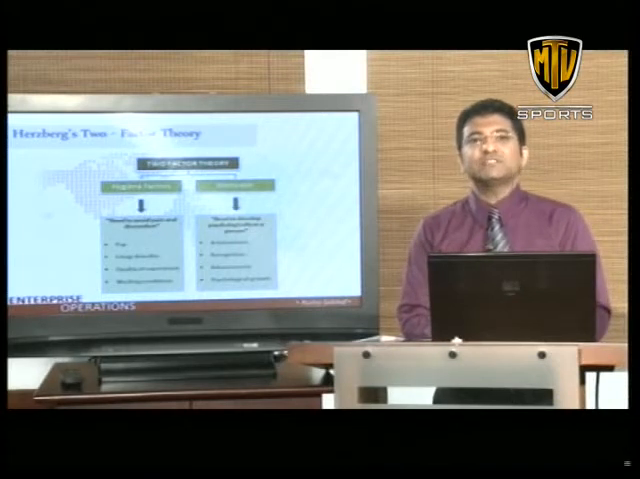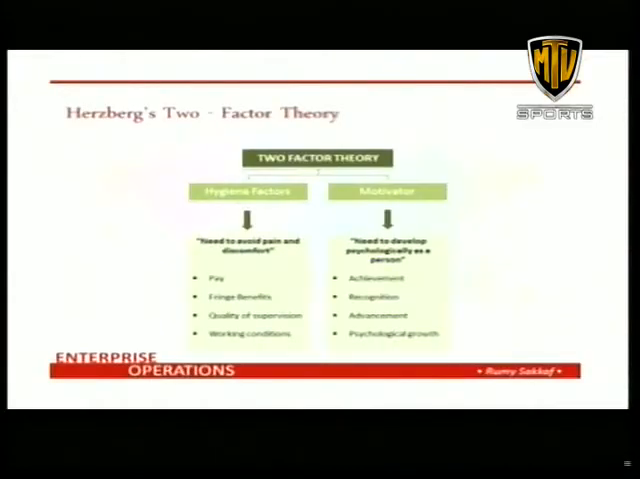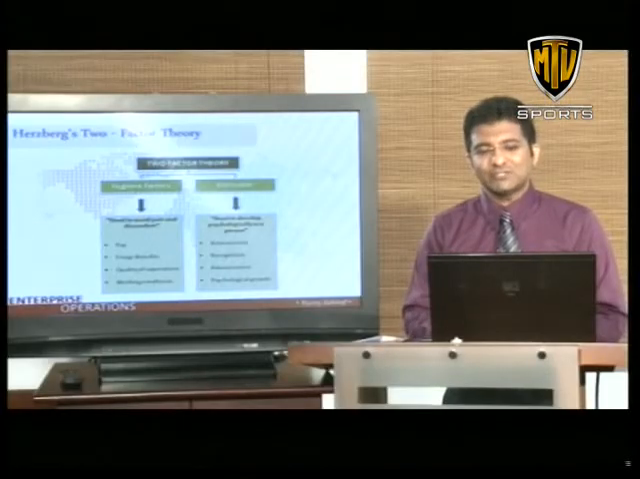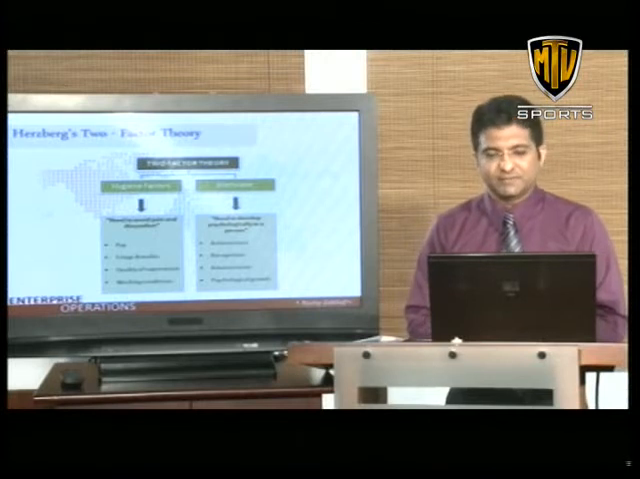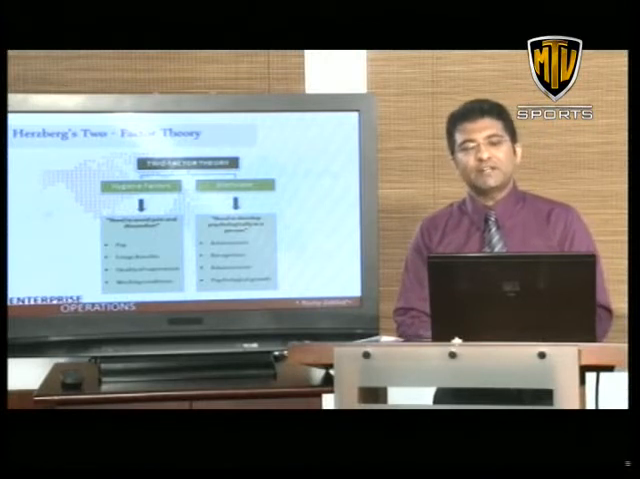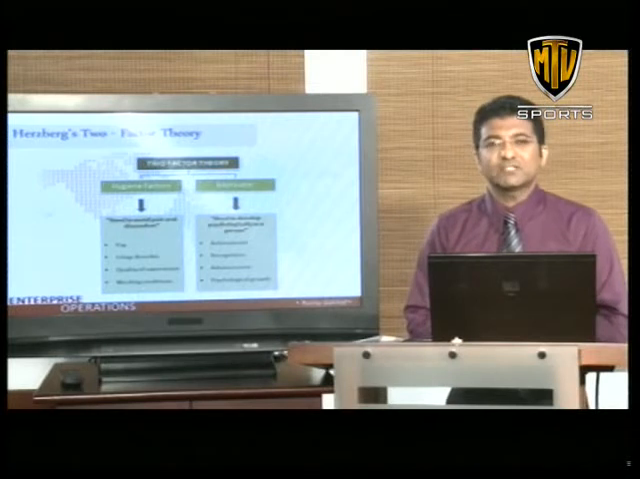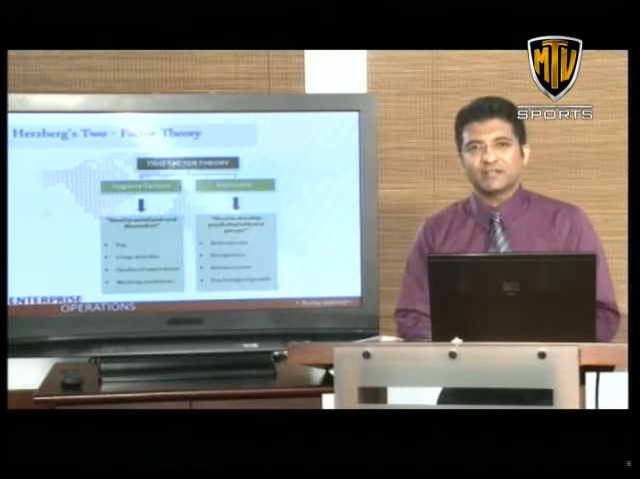The main elements of hygiene factors are pay, fringe benefits, quality of supervision, and also working conditions. All these are elements which reduce the dissatisfaction of an employee or a human. The next main heading under Herzberg's two-factor theory is the motivator.